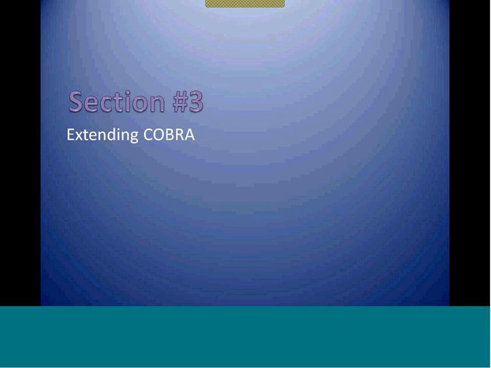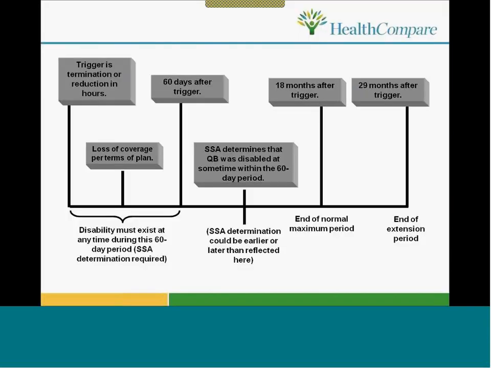Okay, there are a couple of ways that we can extend COBRA. One of them was a disability extension that I talked about. COBRA is valid for 18 months. And if during that time frame I am determined disabled by the Social Security Administration, I can elect to extend COBRA beyond 18 months for an additional 11 months, for a total of 29 months.